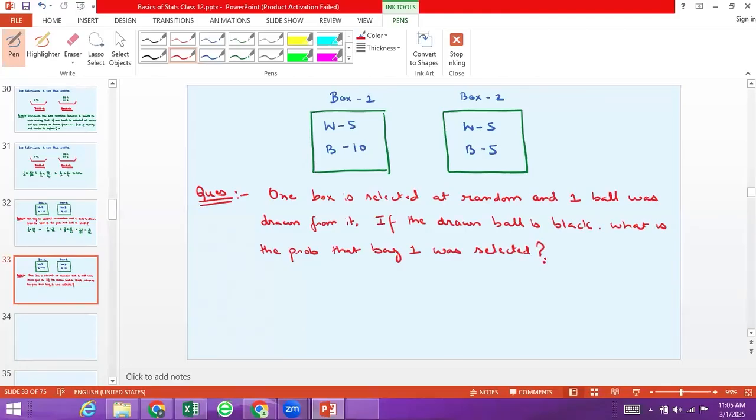Okay. Now the question is a little twisted. I'm not asking what is the probability that a black ball will be drawn. It's the other way around. They are telling you that the drawn ball was black. Now, what is the probability that I had selected box 1, or bag 1?